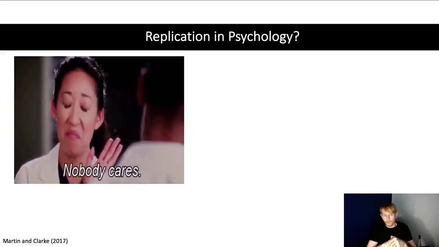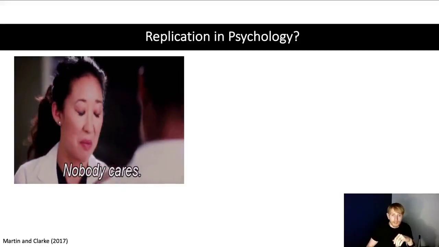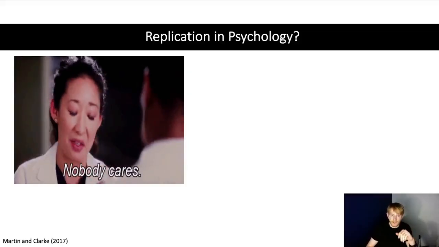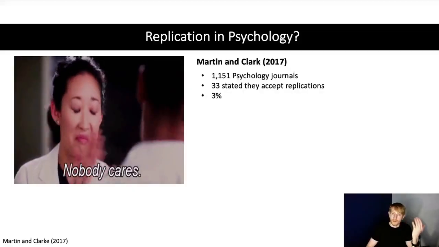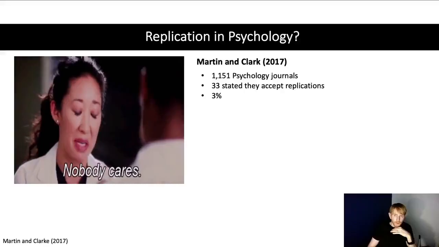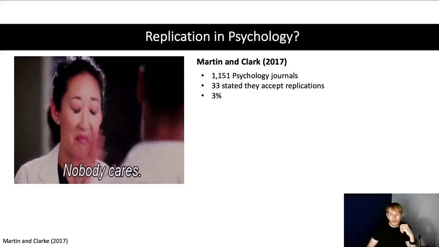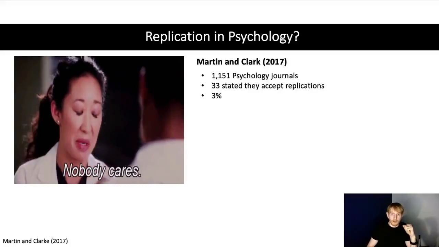For the vast majority of the time that psychology has been a subject, replications were not really incentivized. You could be forgiven for thinking that psychologists just didn't care about replication. I've got a few papers here that discuss this. Martin and Clark in 2017 reviewed 1,151 psychology journals. I didn't even know there were that many. And out of all those journals, only 33 stated that they accepted replications.